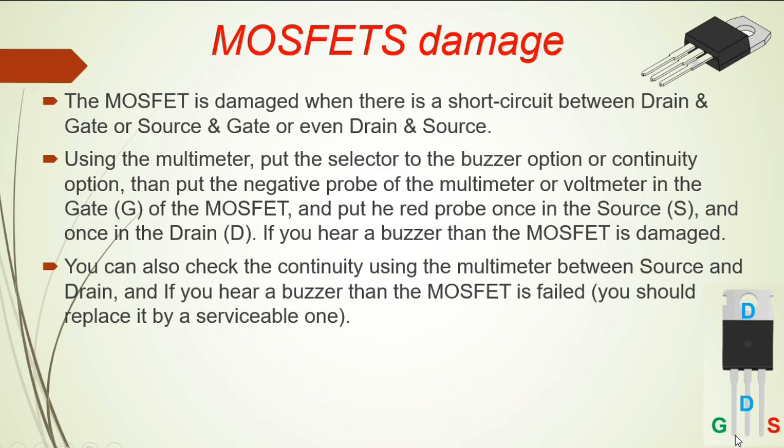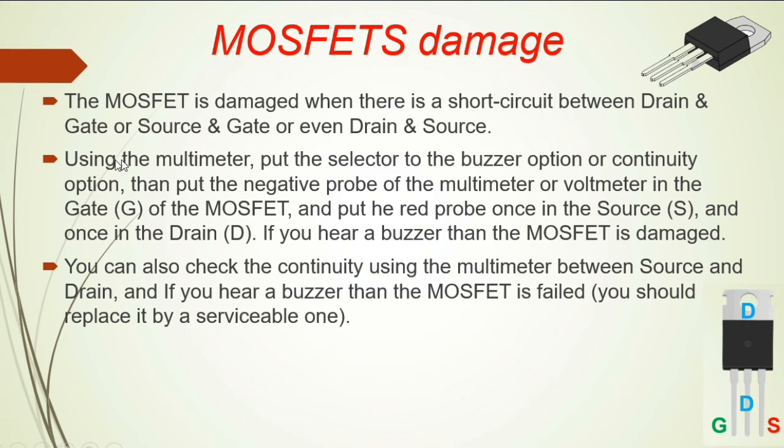So when you have a short circuit between two of these terminals, gate and drain, gate and source, drain and source, or source and gate, that means this MOSFET is damaged. Okay? But avoid touching the gate with the red probe of the multimeter.